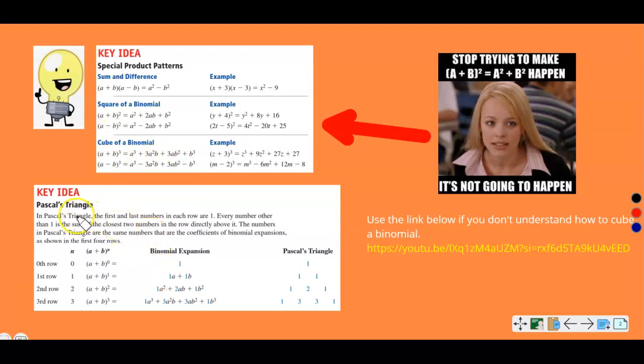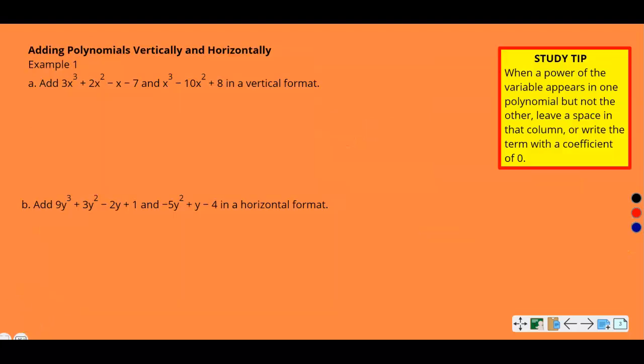All right, so here's an example of Pascal's triangle. And again, we will look at that in one of the later examples. Adding polynomials vertically and horizontally. All right, so a little study tip here. When a power of a variable appears in one polynomial but not the other, leave a space in the column or write a term with a coefficient of 0. That way you won't add two things that are not compatible.